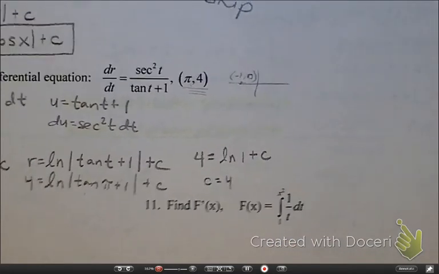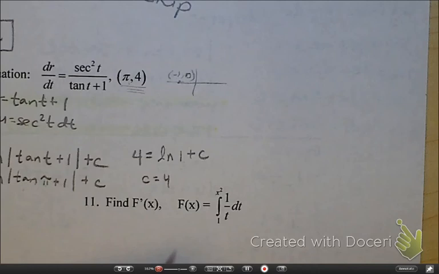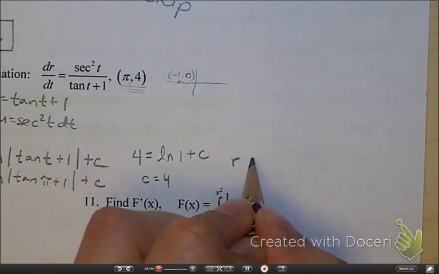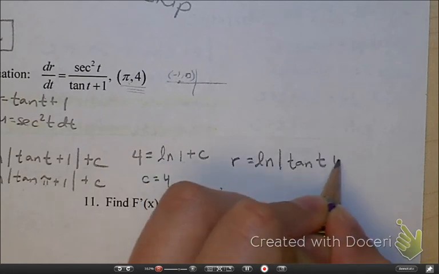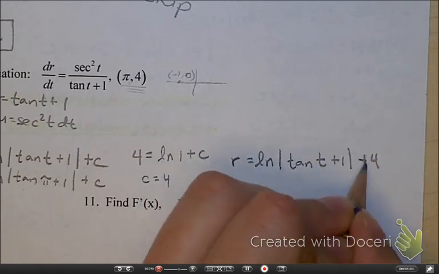And if c equals 4, we can plug it back into our original equation, and we can say that r equals ln of the absolute value of tangent t plus 1 plus 4.